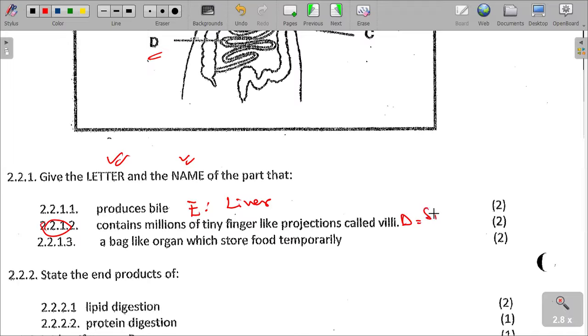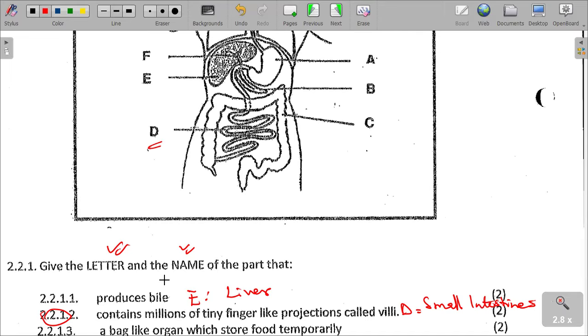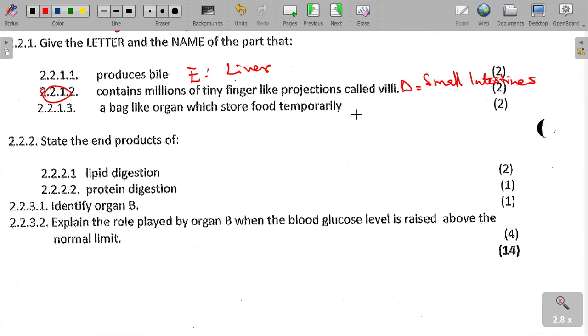Then, a big organ which stores food temporarily. Obviously, it is the stomach. Which one is the stomach? It is A. A is the stomach, the big organ that stores food temporarily.